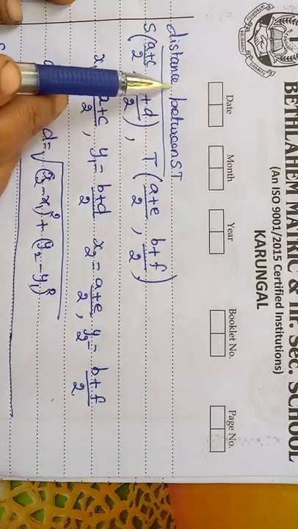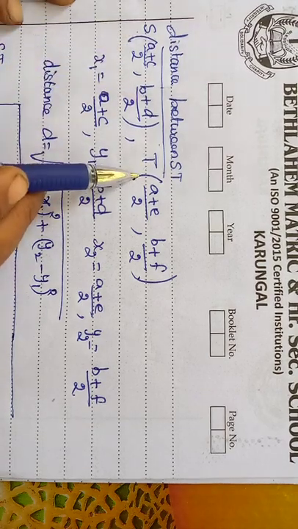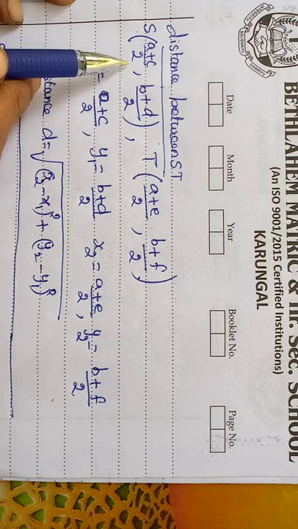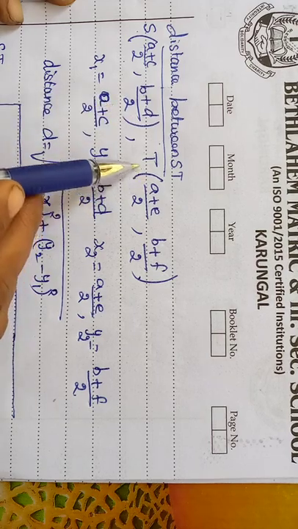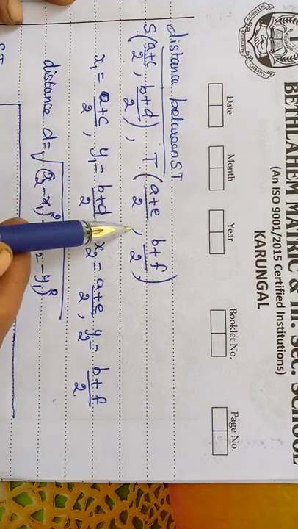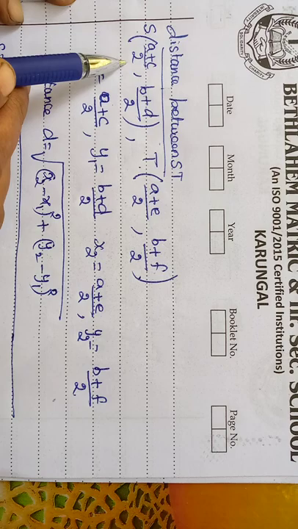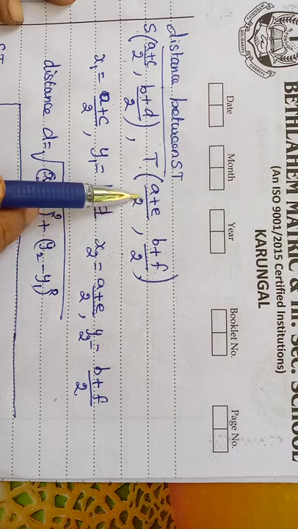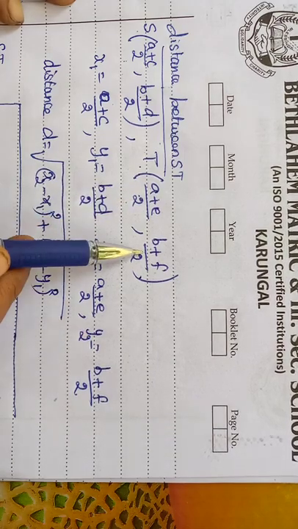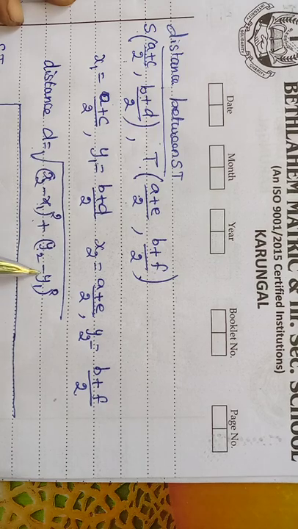First of all, we have to find the distance between S and T. For that, we have to use the S point and T point. What is the S value? A plus B by 2 comma B plus D by 2. What is the T point now? A plus E by 2 comma B plus F by 2. Here x1 equals A plus C by 2, y1 equals B plus D by 2, x2 equals A plus E by 2, y2 equals B plus F by 2. What is the distance formula? D is equal to square root of x2 minus x1 the whole square plus y2 minus y1 the whole square.